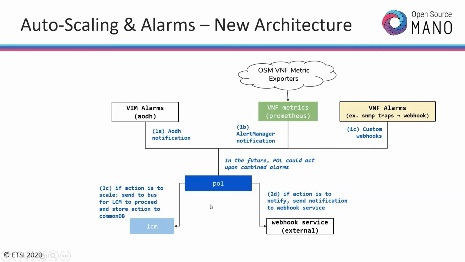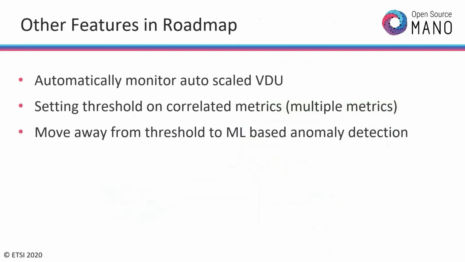We can also have things like correlation of different alarms and sending one alarm out rather than sending multiple alarms. So this is the basis of going for more complex auto scaling and alerting systems. A few other things that we have in the roadmap is automatically monitoring the auto scaled VDUs. So we are only monitoring the initial VDUs that are there in the VNF, but if it is auto scaled, we're not monitoring that. That will be picked up.